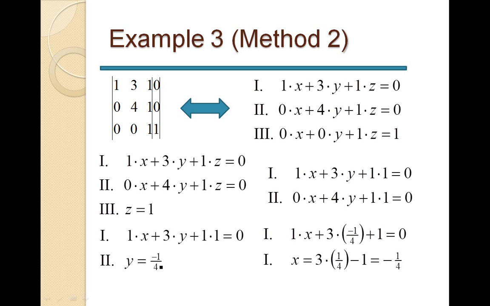Then I just plug this into the above equation, and I get 1 times x plus 3 times minus 1 over 4 plus 1 equals 0, and x is equal, now here comes the handy trick, I put this to the right hand side, changing its sign, and this to the right hand side, changing this minus to a plus. So I have 3 over 4 minus 1, which will only give you minus 1 over 4. So our solution is x is equal to minus 1 over 4, y is equal to minus 1 over 4, and z is equal to 1.